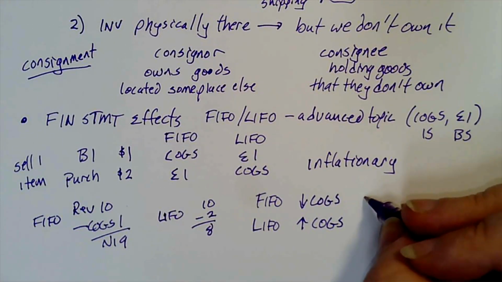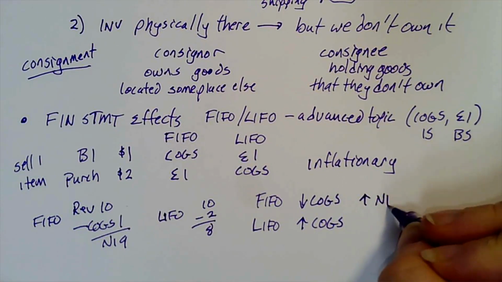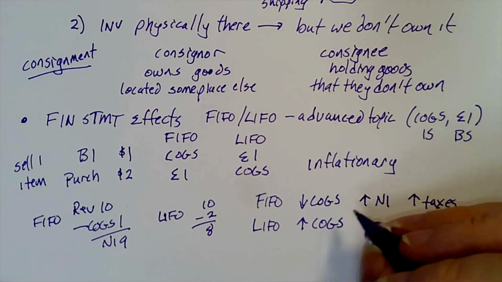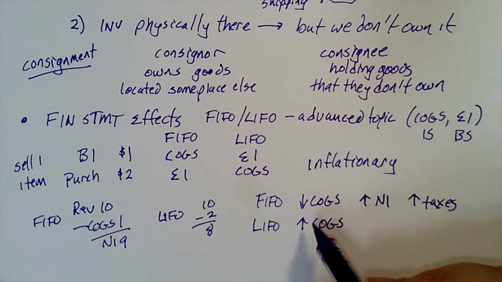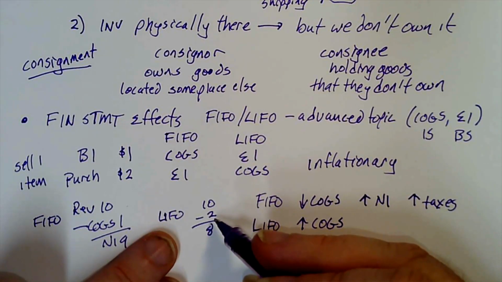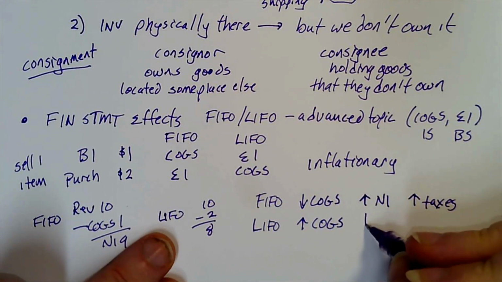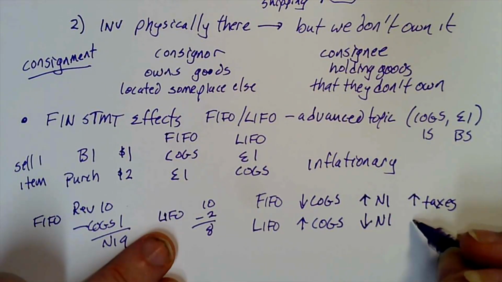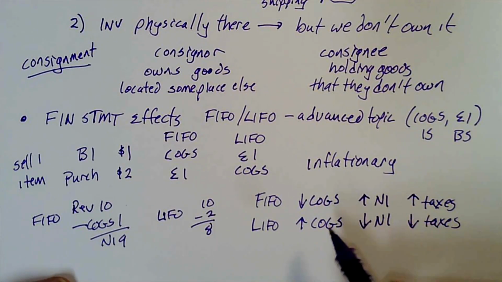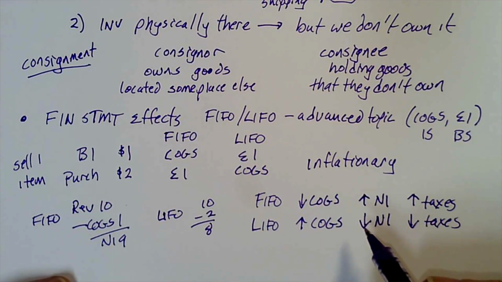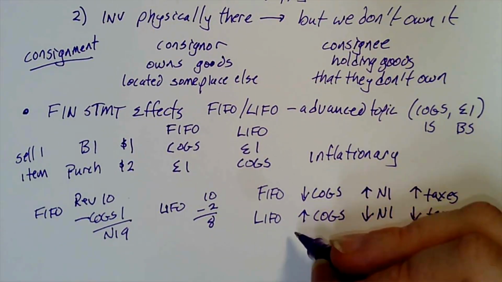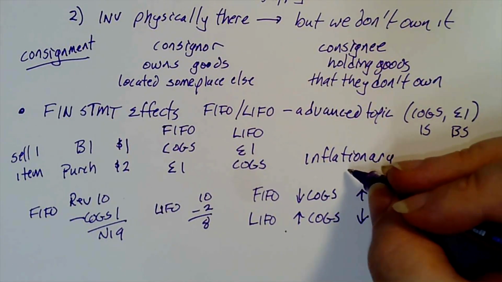Between these two, FIFO net income is going to be higher, and because the net income is higher, the taxes are higher. And under LIFO, because we're using the more expensive COGS, net income is going to be lower between the two, and therefore taxes will be lower. So I will just say that's what they're looking at, and that's what the homework question or the quiz question. And I will just mention that that's under inflationary.